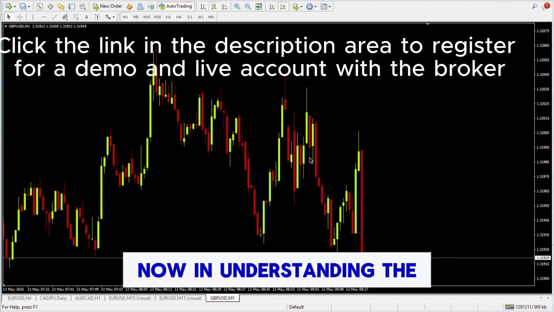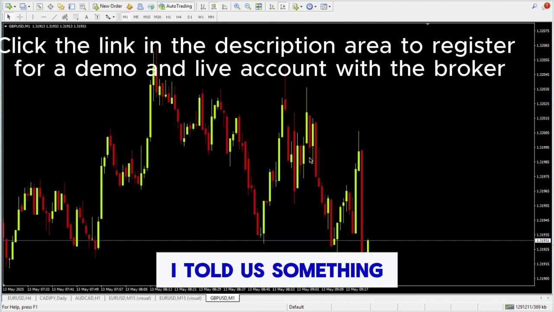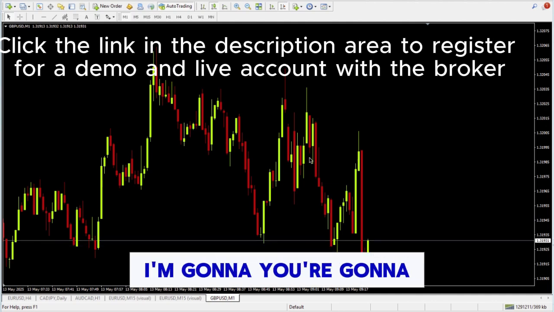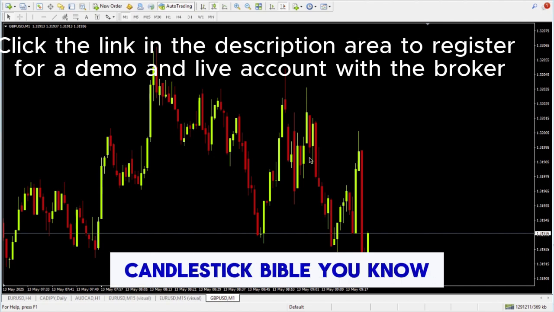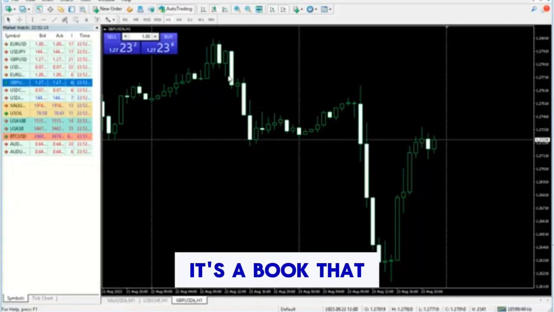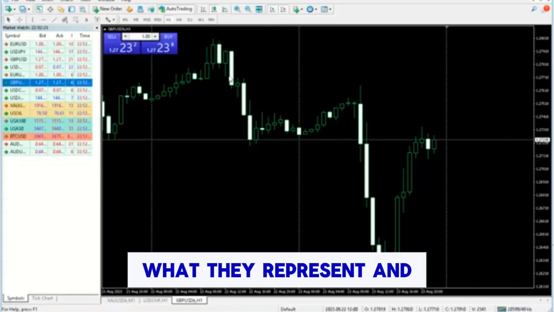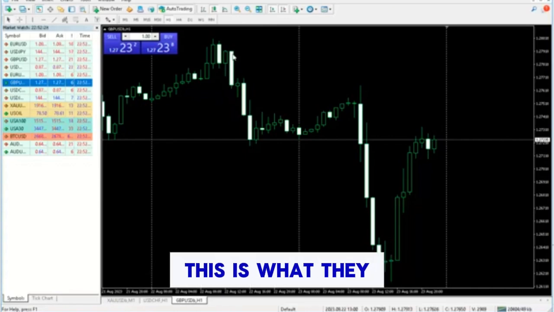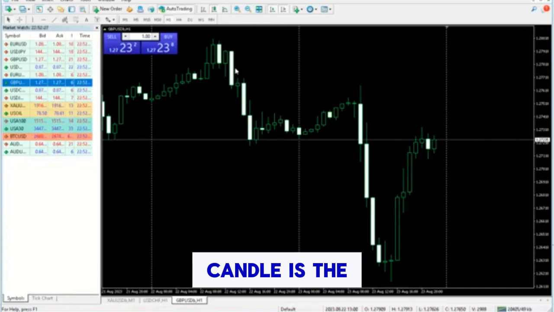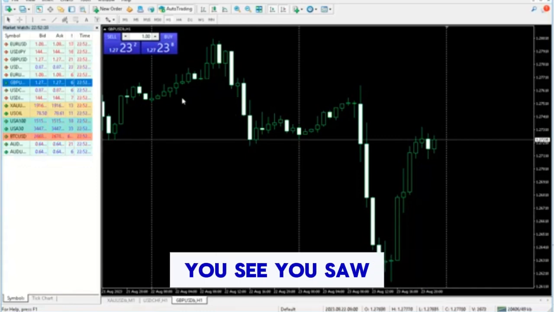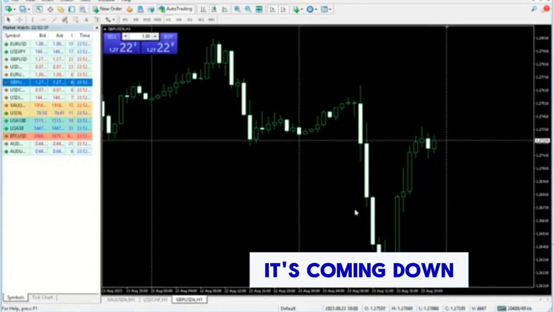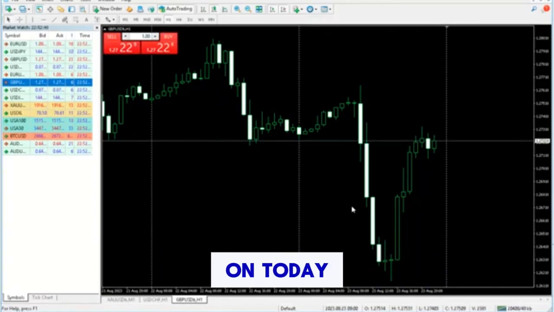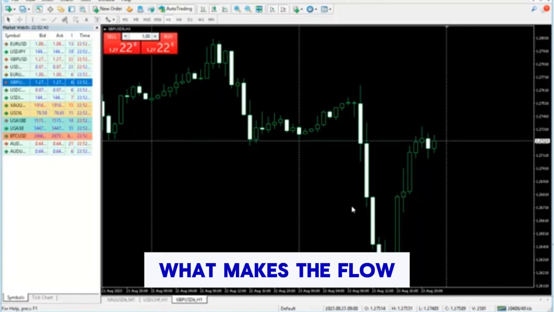Now, in understanding the flow, for those of you in the academy, you are going to have a place where you can download something we call the Candlestick Bible. It's a book that talks about these candlestick patterns, what they represent, and everything like that. This is what they call the candle, a Japanese candle. You can have it in a variety of colors. It's going up, it's coming down, but this is not what we are focusing on today. We are looking at what makes the flow.